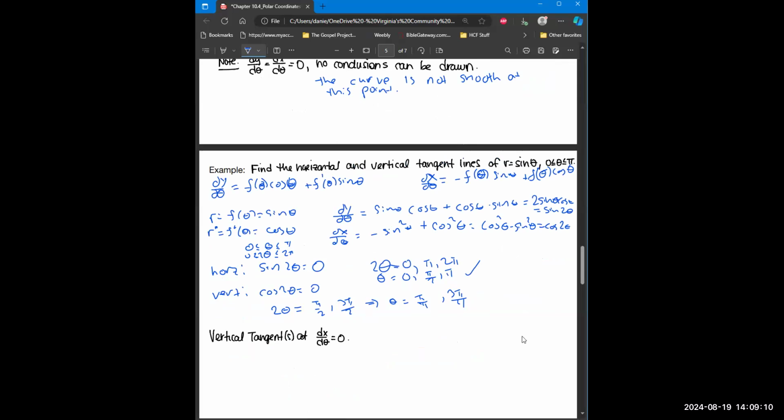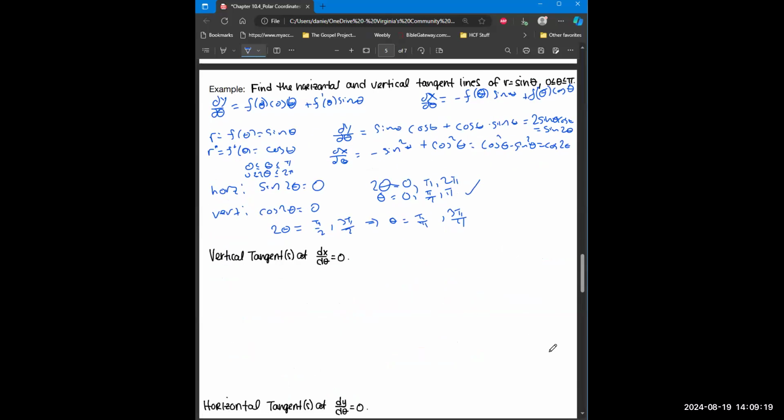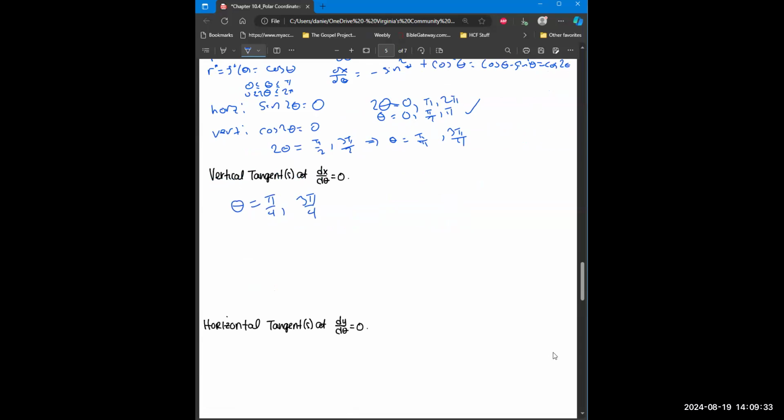I don't have anywhere where dx d theta and dy d theta were both 0. If I did, I would ignore those. So I just did this one. Vertical tangent lines occur when theta equals pi over 4 or 3 pi over 4. Horizontal tangent lines happen when theta is equal to 0, pi over 4, pi over 2, or pi. I just did all the work up there for that.